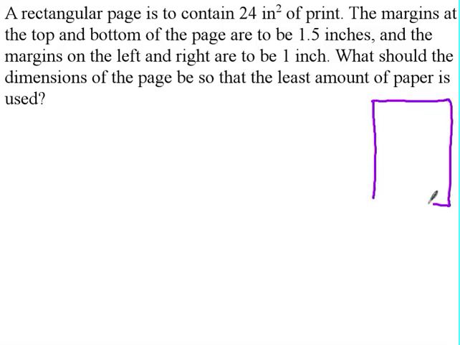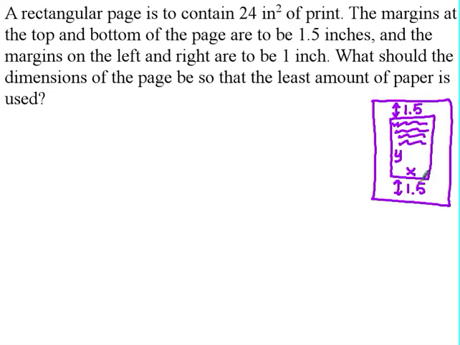Okay, what ends up happening is we have a page of paper here, and then we have our print area here. This is where our print is. I'm going to call this X, and I'm going to call this Y. Now, it says the margins of the top and the bottom are to be 1.5. So really, this distance here is 1.5. This distance here is 1.5. So what would be the dimensions of this side right here? Y plus 3, because here's your Y, and you're adding 1.5 and 1.5.